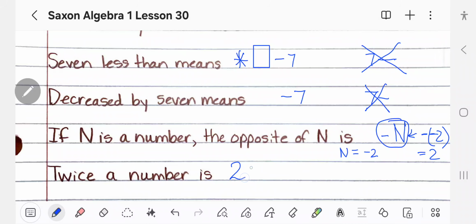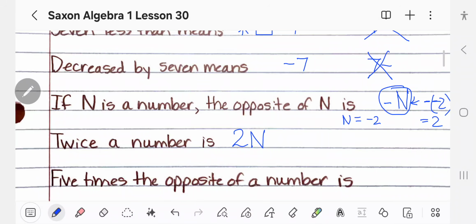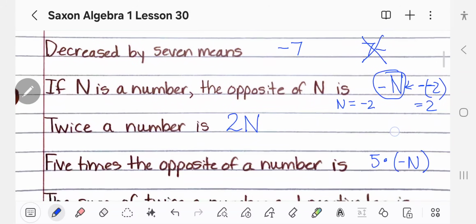Twice a number would be 2n. Remember, we just put them next to each other, and that indicates multiplication. 5 times the opposite of a number. So I would say 5 times the opposite of a number, which I could simplify. That's just negative 5n. But if you want to write the expression, 5 times the opposite of a number.